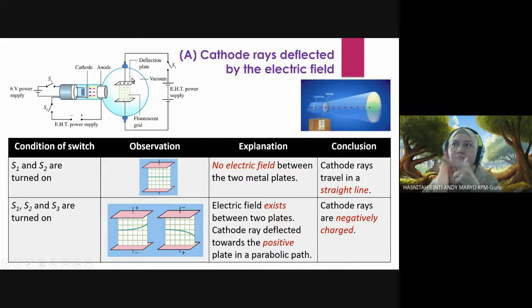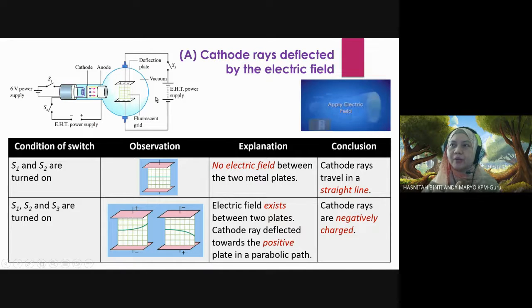And when you reverse the plate, placing negative on top and the positive plate below, as shown in the diagram on the right side here, the cathode ray will now be deflected downwards towards the positive plate, because it is negatively charged. So here we prove cathode ray are negatively charged.